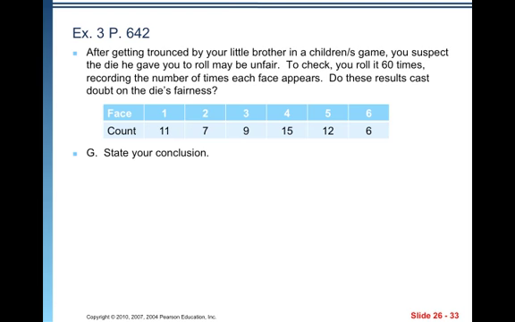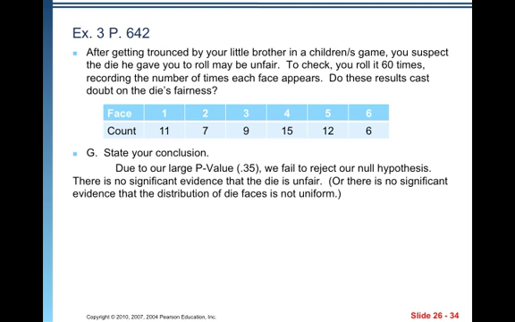Okay, part G is going to be to state our conclusion. Due to our large p-value, which rounds to 0.35, we fail to reject our null hypothesis. There is no significant evidence that the die is unfair. Or you could say there is no significant evidence that the distribution of die faces is not uniform.